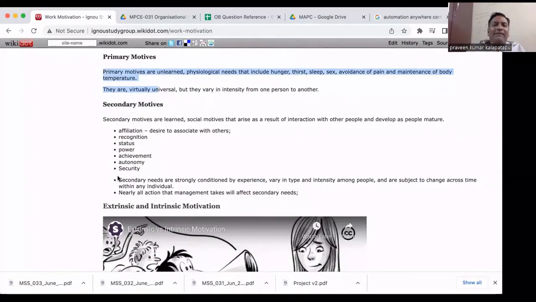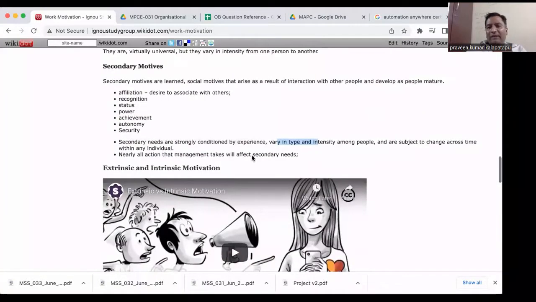Right? So generally, secondary needs are something which is strongly conditioned by experience, and it varies, right? Because primary motives, as humans, everybody will have those, but secondary motives are conditioned, or rather tuned, by experience. So as you go, your secondary needs might actually change. You might not have the same need as whatever you had earlier, right? So it varies in type and intensity, and it changes from individual to individual.